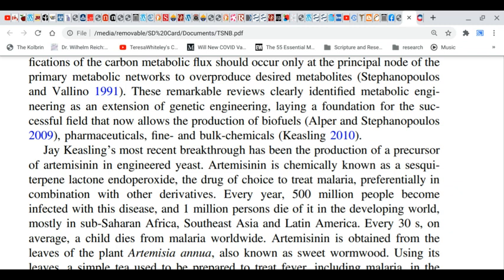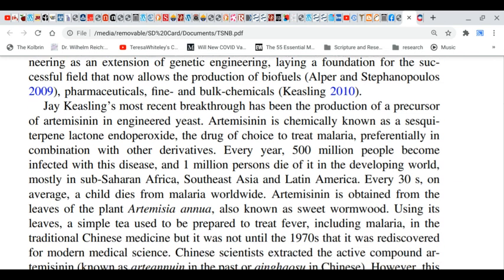Every year, 500 million people become infected with this disease, and 1 million persons die of it in the developing world, mostly in sub-Saharan Africa, Southeast Asia, and Latin America. Every 30 seconds, on average, a child dies from malaria worldwide. I'm not sure, 30 seconds? Okay.